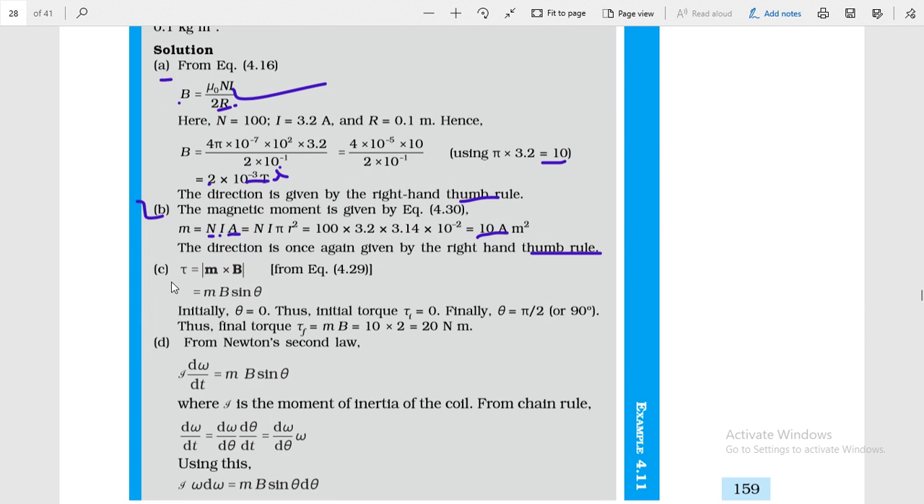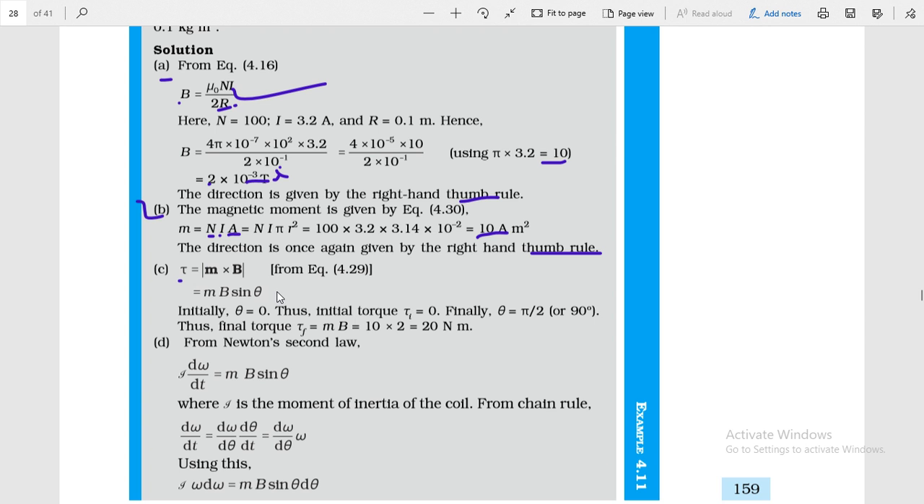In the third part, we have to find out the torque. So the formula for torque is equal to m cross b. We are actually talking here about the magnitude of the torque, we are not talking about the direction. So we can find out the magnitude, that is magnitude of m cross b, that will be mb sin theta, where n cap is taken as 1, as the magnitude of unit vector is 1.